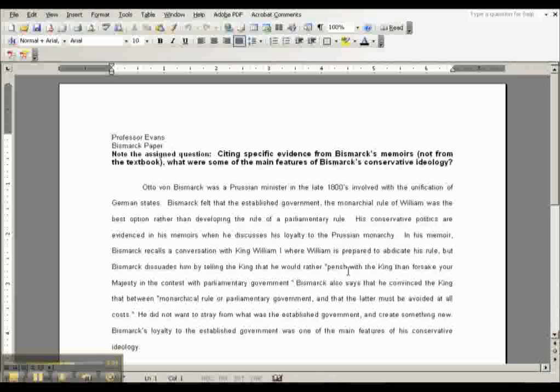And finally, one of the most important things in the course is that you actually answer the assignment question, that you provide a thesis that gives us, the instructors, a clear idea of how you're answering the question. And so this is from the 102 course. You'll see the assigned question: citing specific evidence from Bismarck's memoirs, etc. And then you read what's been submitted. Otto von Bismarck was a Prussian minister in the late 1800s involved with the unification of the German states. That's a fine statement. It's an accurate statement, generally speaking, but it's not a thesis. It doesn't provide an answer to the assignment question.